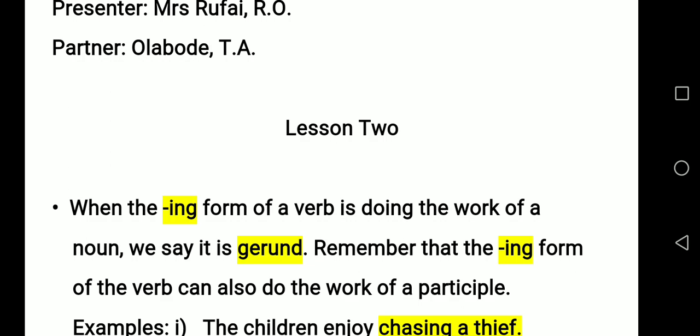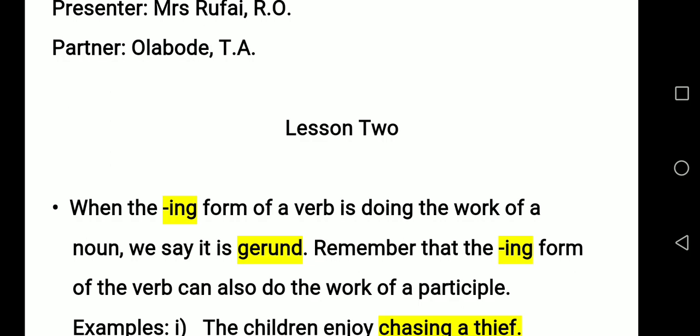Chasing and getting are also nouns. Don't forget that they are also verbs. But in this case, the way they are used here, they are used as nouns, gerunds. Chasing is followed by an object, a thief. And getting is followed by an adverb, into the hall. All these are other ways of identifying a noun clause. So when the ing form of a verb is doing the work of a noun, we say it is a gerund.